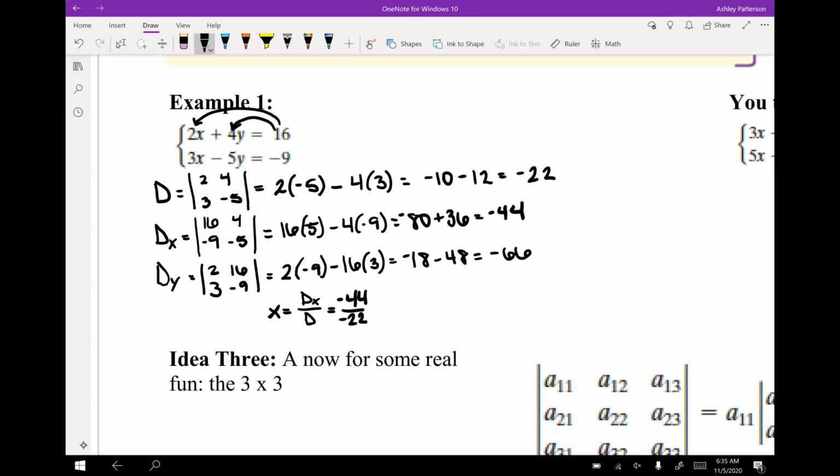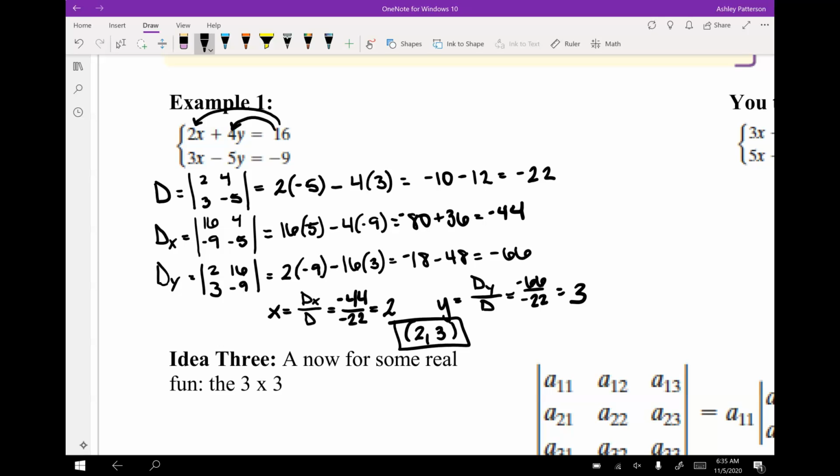Now, yes, fractions are okay, but usually the examples I'm going to give you will divide evenly. So go back and check your arithmetic. When we divide this, we get a +2. And then for y, we put the determinant of y over the determinant of the coefficients. We end up with -66 over -22, which is a +3. And ladies and gentlemen, our solution is 2, 3.